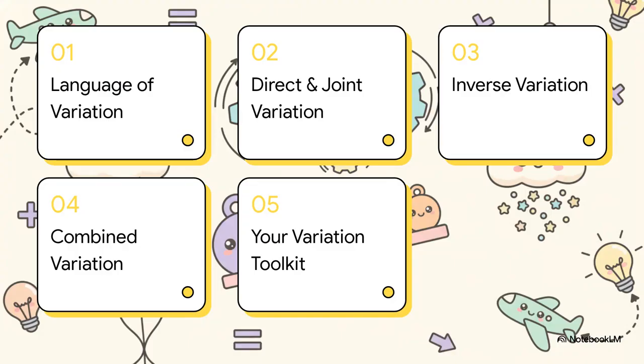So here's our game plan. We'll start with the main idea, then we'll look at direct and joint variation. After that, we'll tackle its opposite, inverse variation. Then we'll smash it all together. And finally, I'll give you a handy toolkit that you can use for pretty much anything.